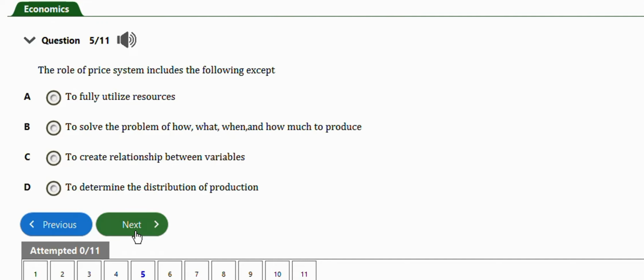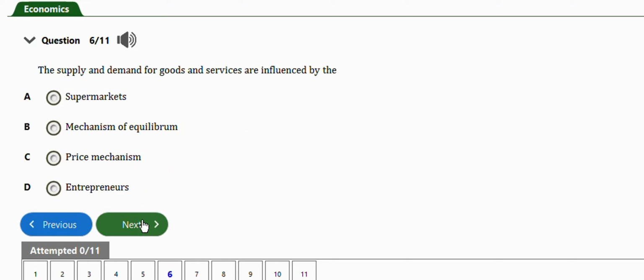Next question. It says the role of the price system includes the following except: to fully utilize resources, to solve the problem of how, what, when, and how much is produced, to create relationship between variables, or determine the distribution of production. So the exception here is to create relationship between variables, option C. That's the answer to this question.